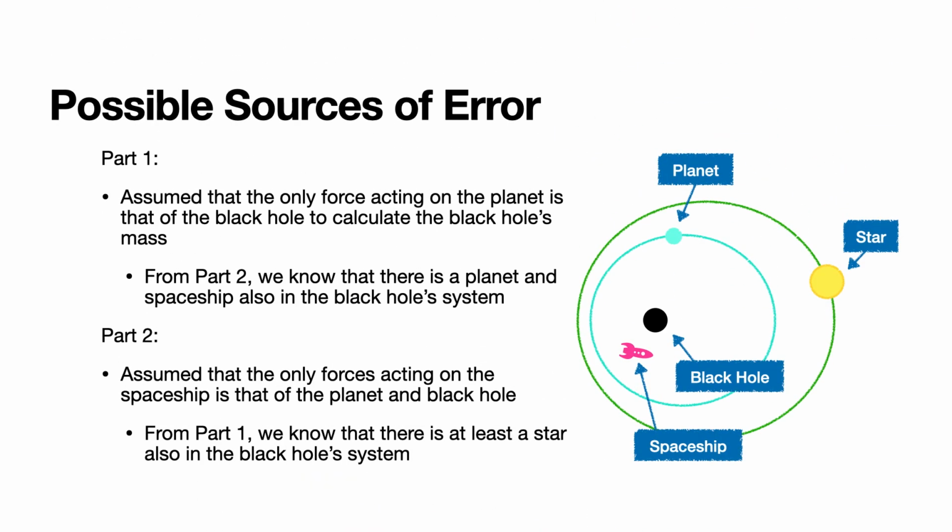In this lab, there are sources of error. In part 1, it was assumed that the only force acting on the star is the gravitational force of the black hole on the star. That being said, we know from part 2 that there is also a planet and spaceship in the black hole's orbit that could have an effect on the star.